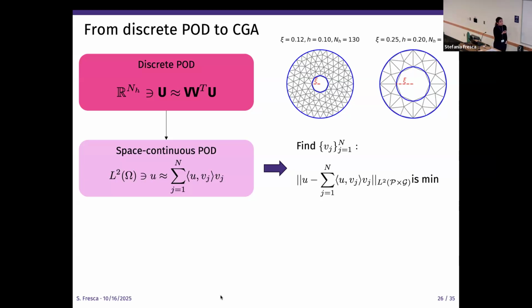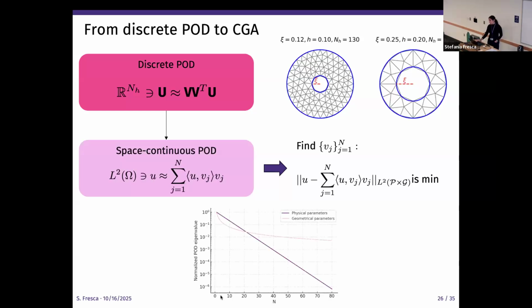Indeed, a slow decay of eigenvalues is usually associated with the geometrical parameterization. Instead, the physical parameters just have a marginal contribution. But in this context, one has to select a large number of POD basis functions to capture the variability of the solution manifold, and this results in inefficiency and high computational cost.